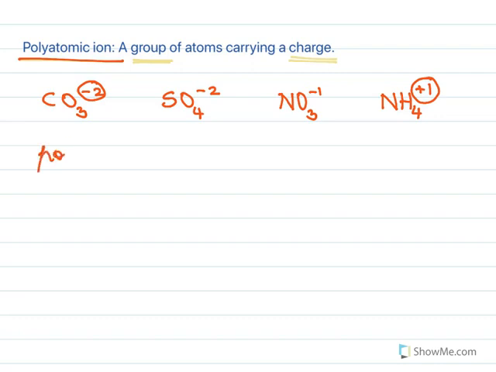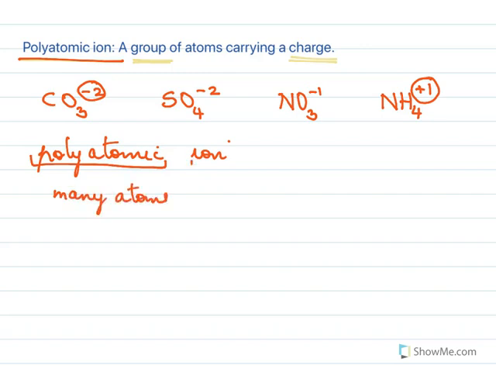You can get it from the word only, polyatomic ion. What is the meaning of polyatomic? Means many atoms, a group of atoms. Ion means carrying a charge. So a group of atoms or many atoms carrying a charge is called a polyatomic ion.